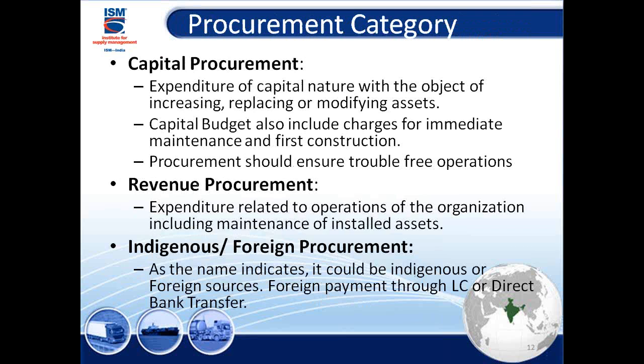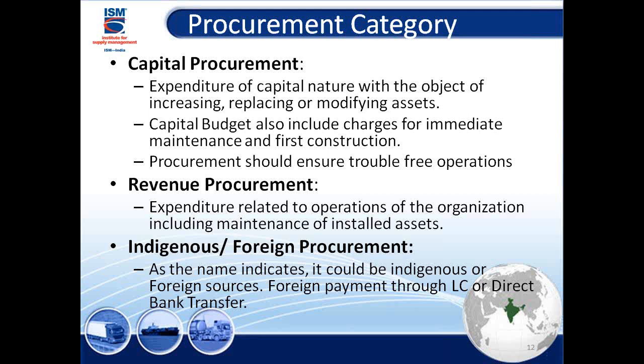I think I have already explained some of the clarifications, so I can go through this fast. Capital equipment, as I said in the beginning, is of capital nature. It obviously includes construction of installations and first maintenance, which is also covered in the capital budget. Procurement should ensure trouble-free operation. That's the key thing. As a procurement person or supply chain person, your job is to ensure that this is trouble-free.